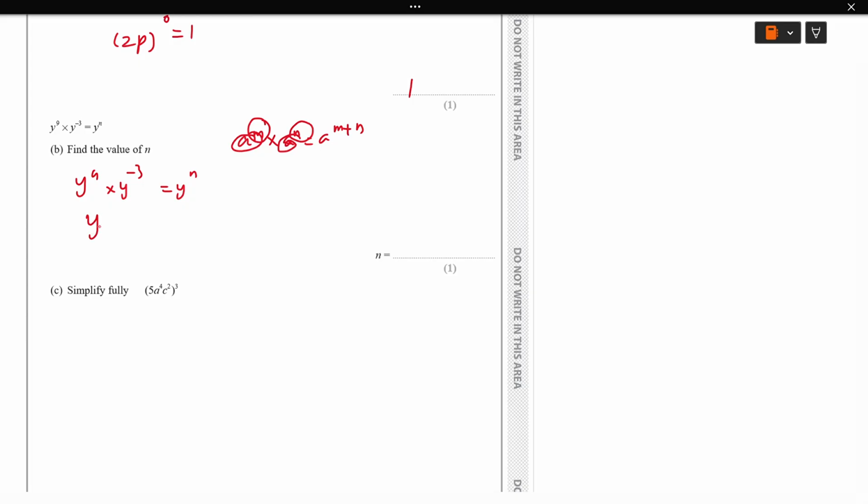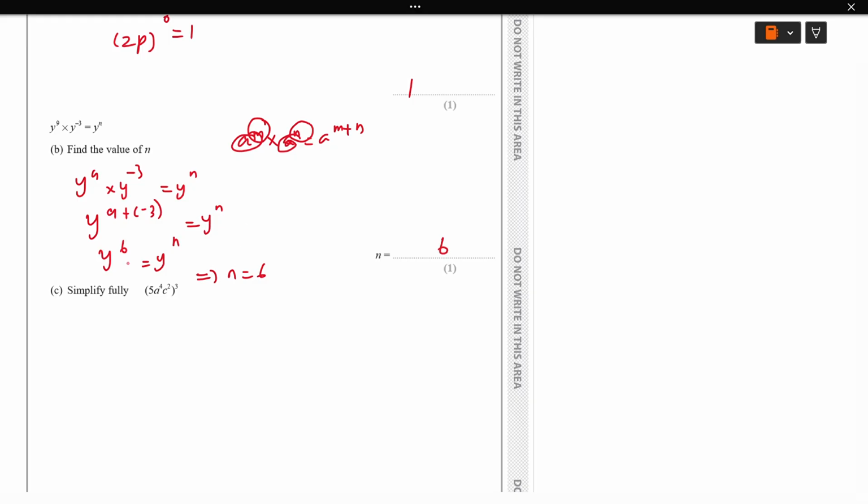On the left side, the base is the same, so the powers I can add. So 9 plus negative 3 equals y power n. So y power 6 equals y power n. When we compare both sides, the base is the same, so the exponents we can make equal. So the answer is n equal to 6.